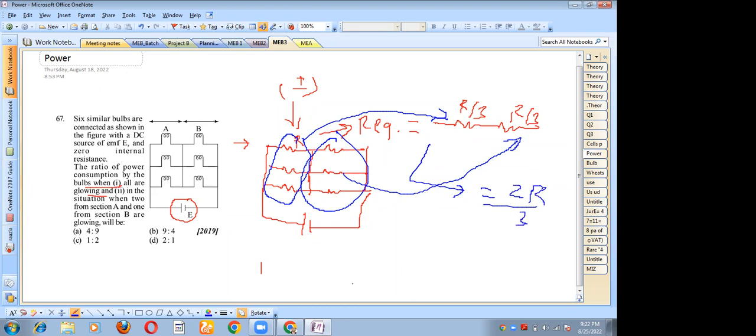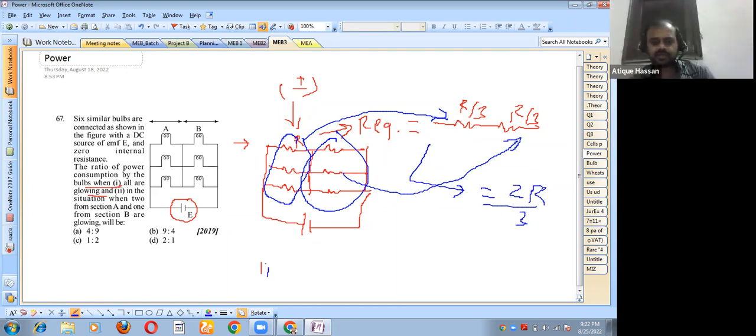Yes, sir. Now in the second case, according to this question, what happens? 2 from section A and 1 from section B are glowing. Now other bulbs are removed and the situation is like this. We have 2 resistors in parallel and it is in series with one of the resistors.